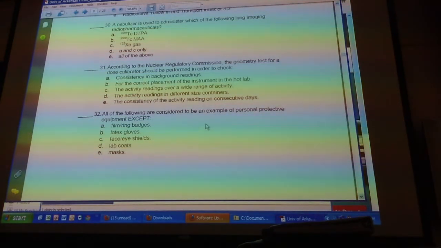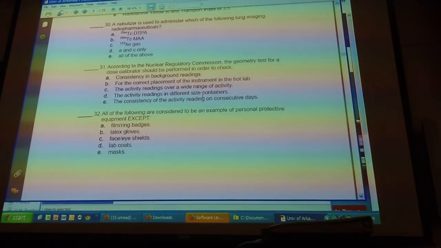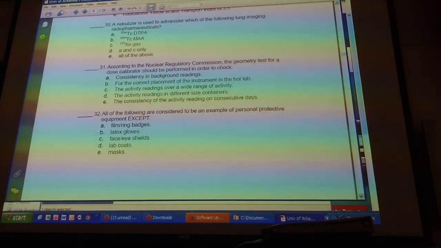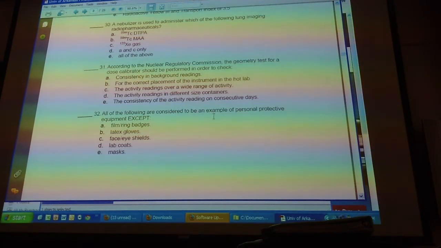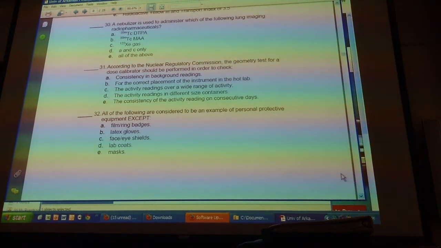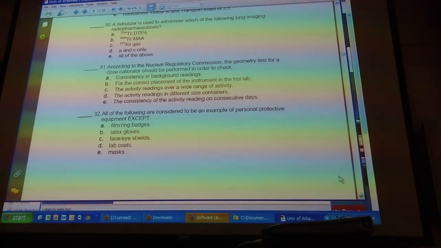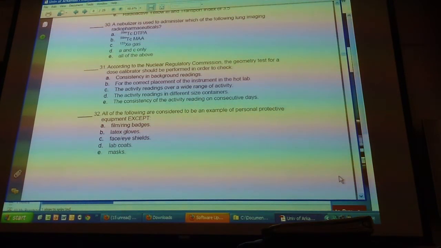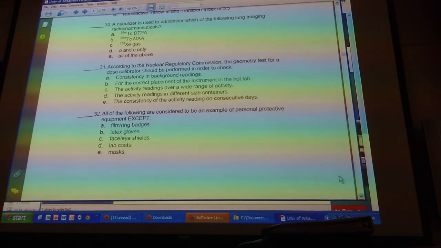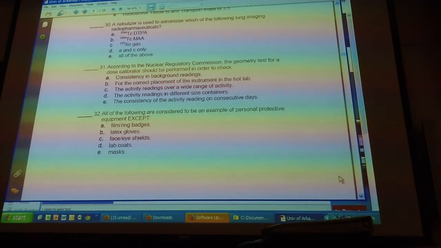Okay, all of the following are considered, let's see where we are here. All the following are considered to be examples of personal protective equipment except. All it does is tell you that you've got a lethal dose, right?